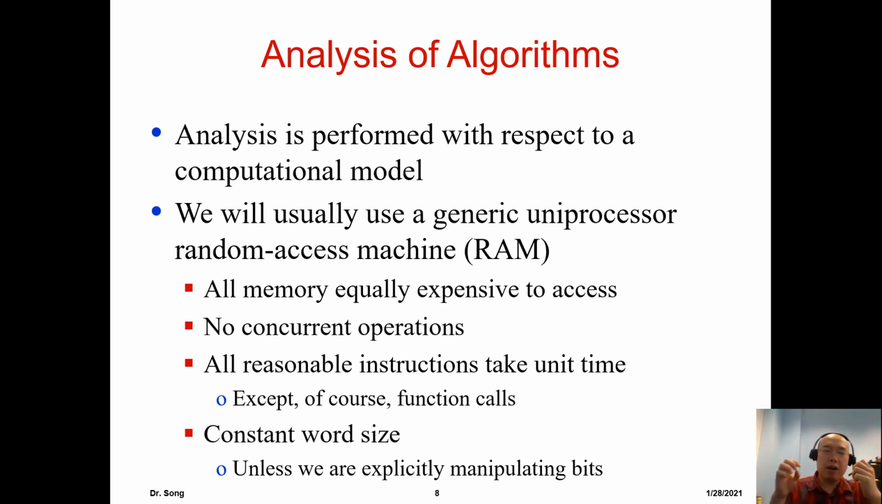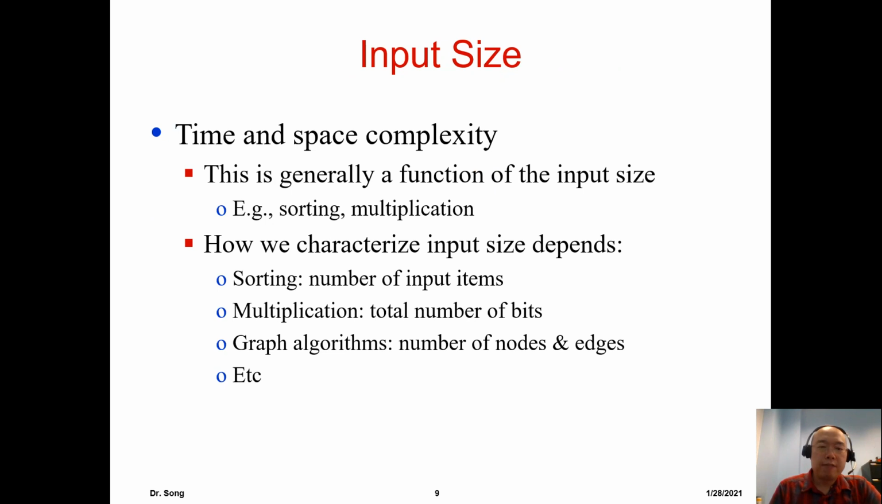And then we are assuming that all the data types are of the same length. For example, you may know integers are smaller than float numbers. But in this course, we are just assuming that all the data types are of the same length. Okay, and when we are talking about the time complexity, that time complexity is related to the input size.